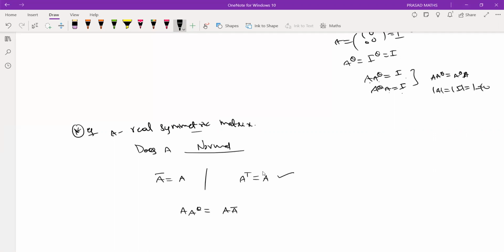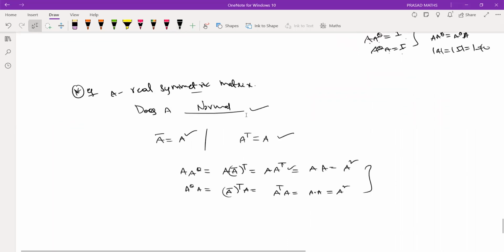A into A theta. What is the definition of A theta? Transpose of A bar. A bar is itself because A is a real matrix, so we get A transpose, and A transpose is equal to A because A is symmetric. This is nothing but A square. Similarly, A theta into A is A bar whole theta into A. A bar is A because A is real, and A transpose is A because A is symmetric. So this is also A square. Both are the same, therefore it's normal. So a real symmetric matrix is always normal.